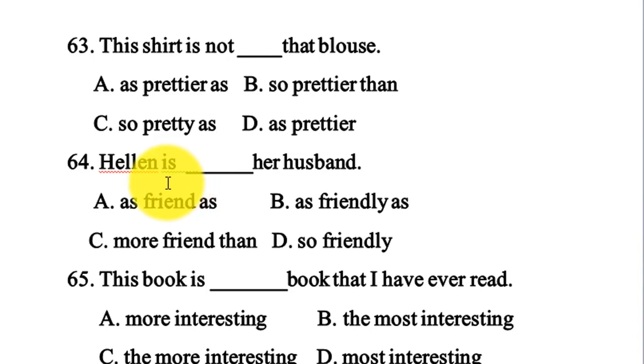Degrees of comparison, now you are right. Helen is blank her husband. We do have two persons here, one Helen, the other her husband, two different persons here. As friend as, so what's "as friend as"? What does friend mean? Is this a noun? So whenever you are coming to compare two items or two persons, or using degrees of comparison, either positive, comparative or superlative, the word that we use to compare should be either adjectives or adverbs.